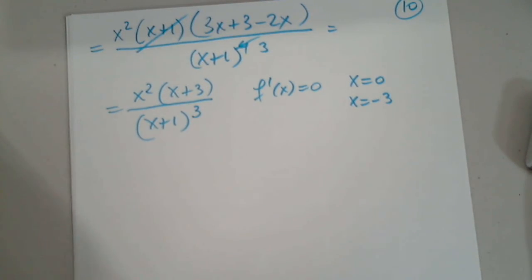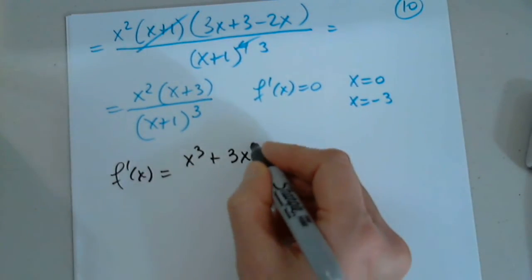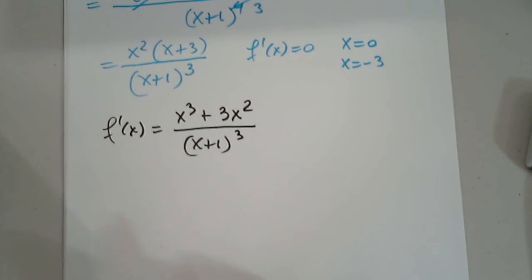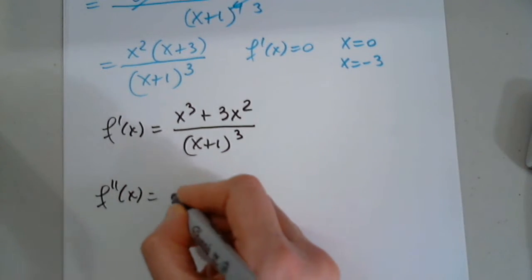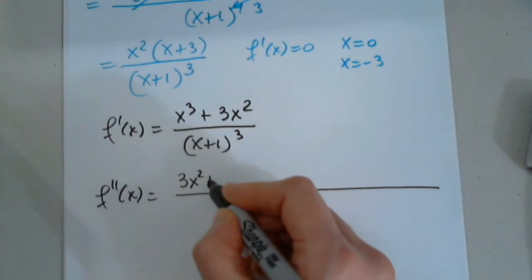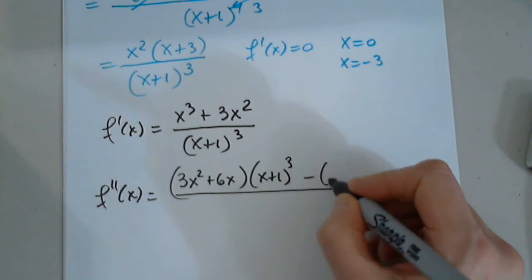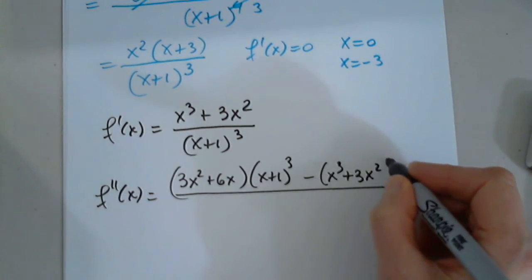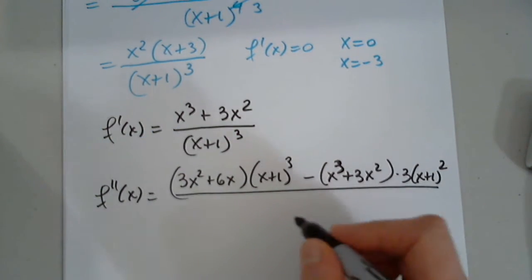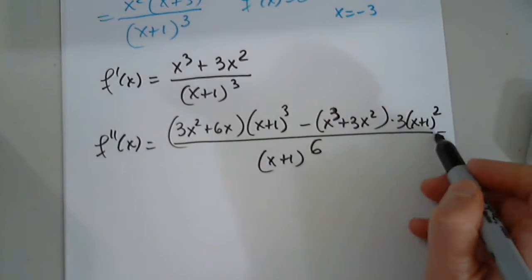It will take me a while till I get it. So the first derivative is x to the third plus 3x squared over x plus 1 to the third. Well, let's see what we get for the second derivative. Top prime, 3x squared plus 6x times x plus 1 cubed minus x cubed plus 3x squared times 3 times x plus 1 squared over x plus 1 to the sixth.